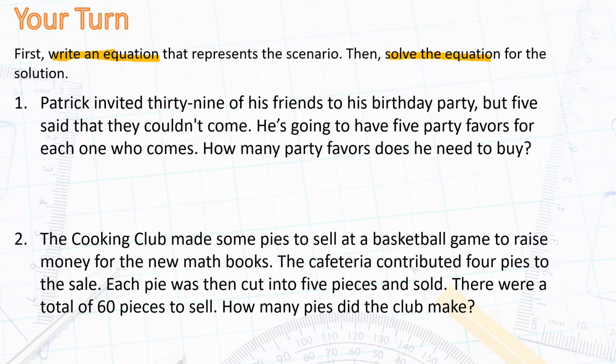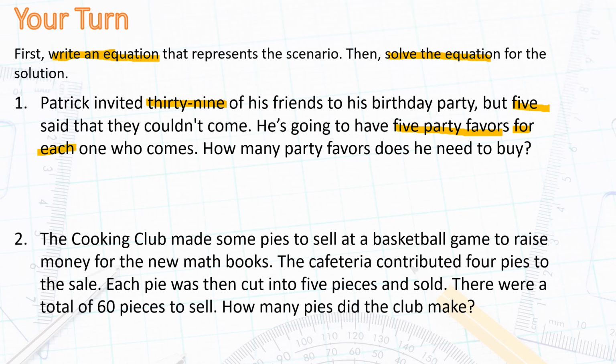Okay, so Patrick invited, let's see, 39 of his friends to a birthday party. 5 said they couldn't come, and he's going to have 5 party favors for each. So for each person who comes, that means every person gets 5 favors. So for each is actually going to indicate some multiplying.